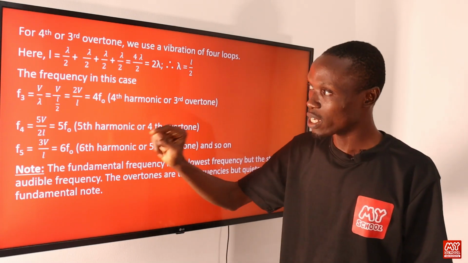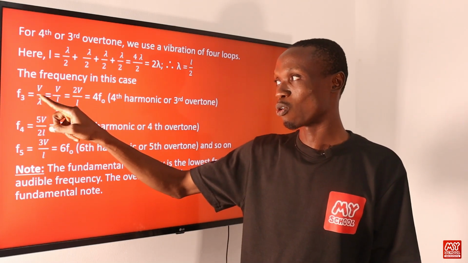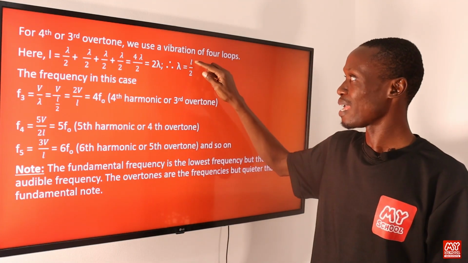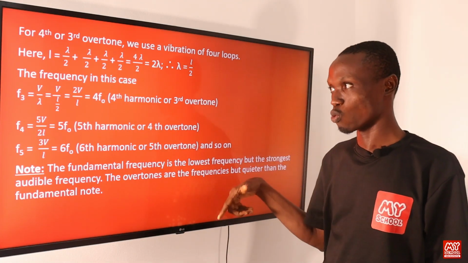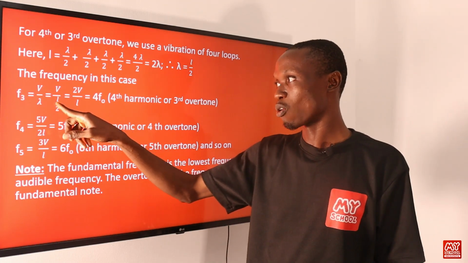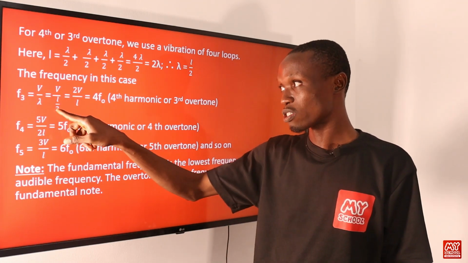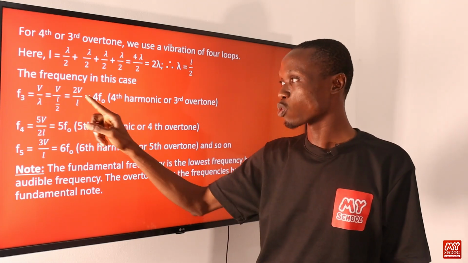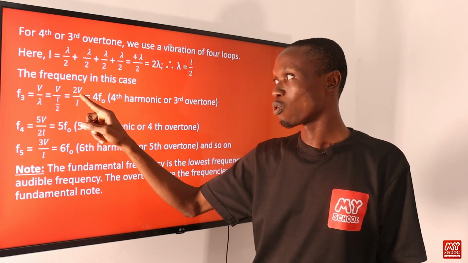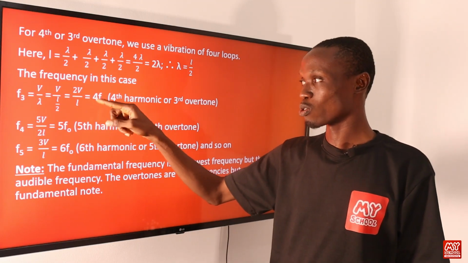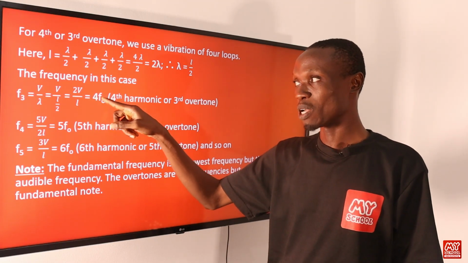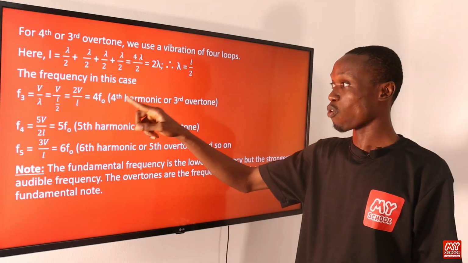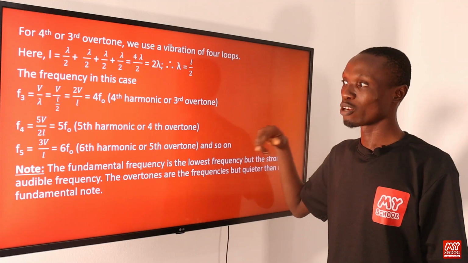But remember that frequency is velocity all over lambda. So in place of lambda, we replace it with L all over 2. Here we'll be having L all over 2 in place of this lambda. Of course, these 2 will move up so that we'll now be having F3 equals 2V all over L. And this is also equals 4 times the fundamental frequency, which is 4F0. And this we call the first harmonics or third overtone.